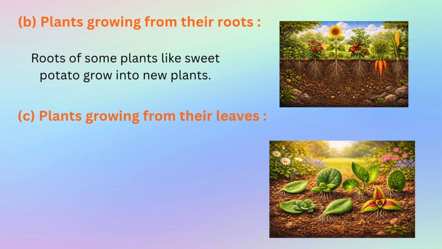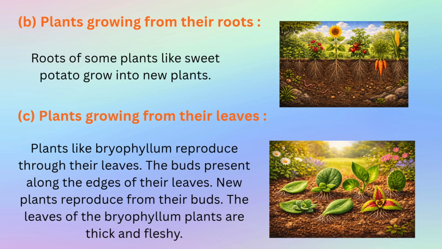C. Plants growing from their leaves. Plants like bryophyllum reproduce through their leaves. The buds are present along the edges of their leaves. New plants reproduce from their buds. The leaves of the bryophyllum plants are thick and fleshy.